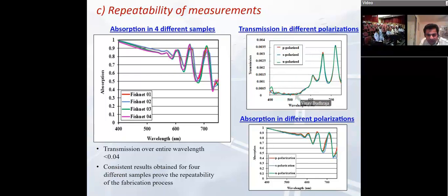The purpose of showing the transmission is that the transmission value is very, very low. So the assumption is that absorption is 1 minus reflection. It's mainly the reflection that becomes very important because the transmission part is very, very low. And the absorption at different polarizations has a good matching, and the reliability of the pattern was very good and has been checked in several samples, and the results were very repeatable.